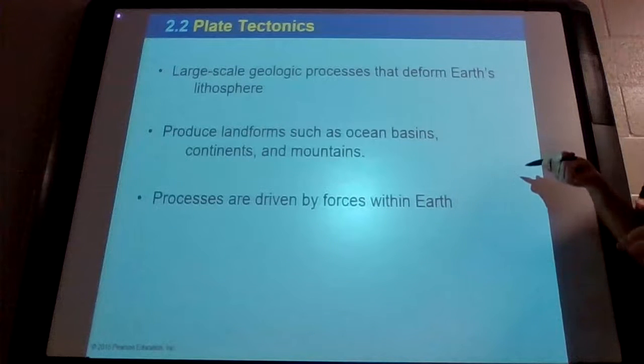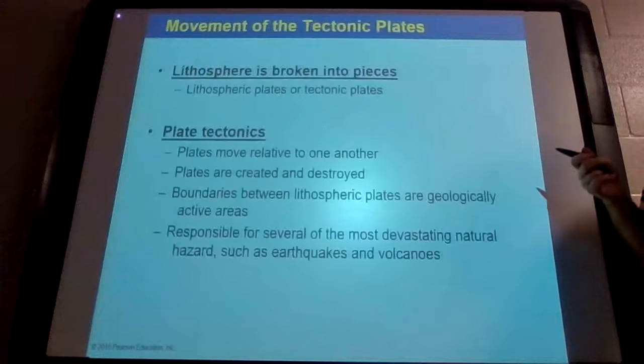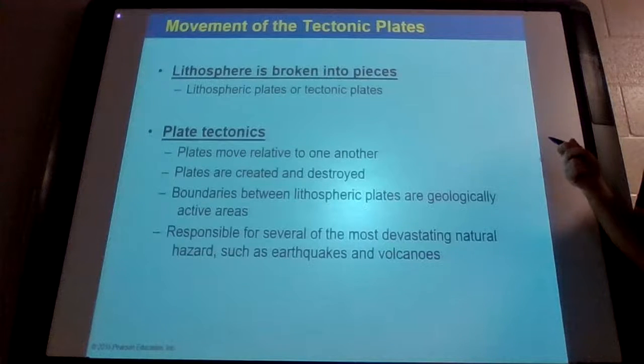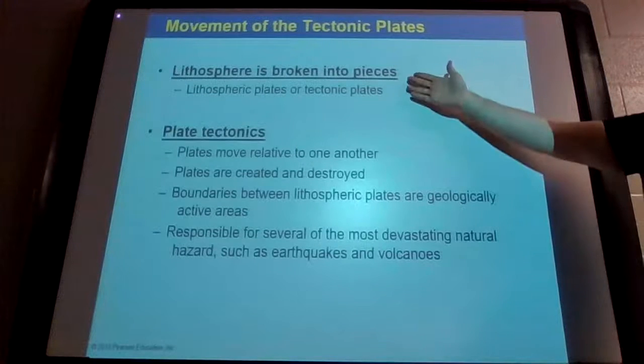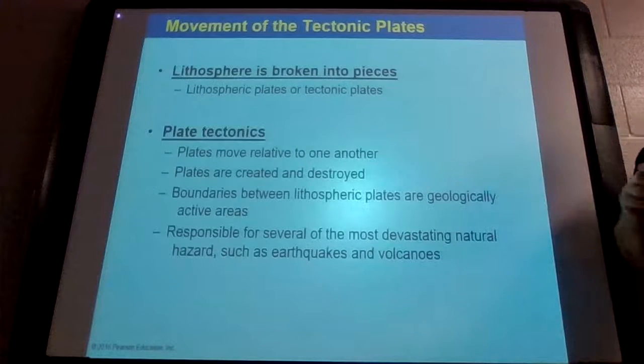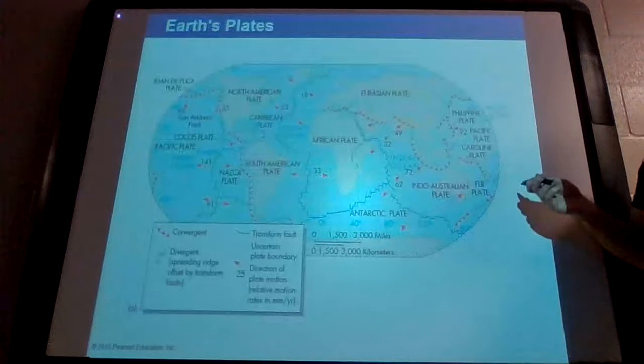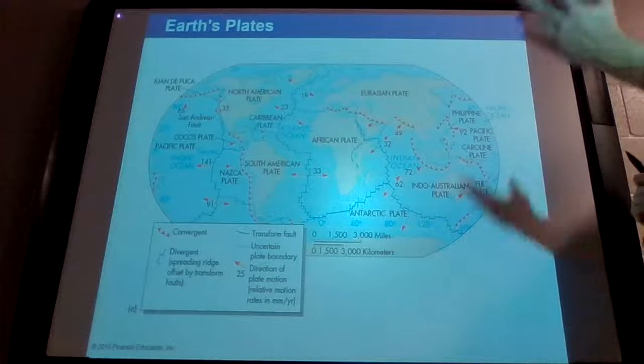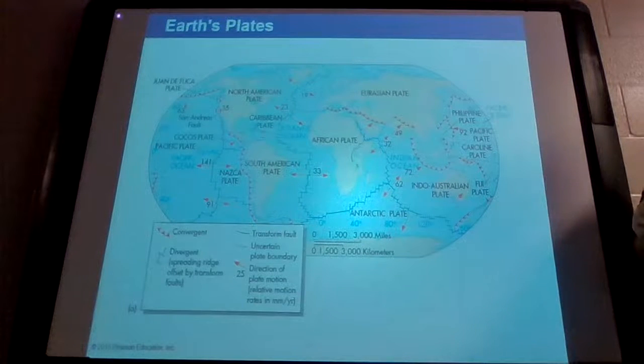So now they move on to plate tectonics itself. What are the plates doing? How are they moving? What kind of interactions do we have? So they talk about the plates being broken up into pieces. They talk about the tectonics, which is the movement of the plates themselves. We see our large map, which has our different tectonic plates.